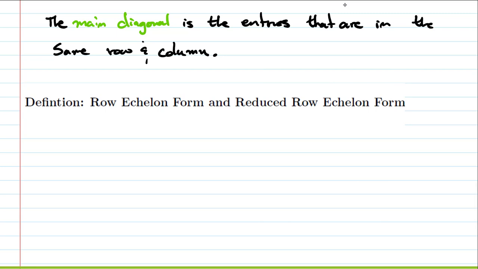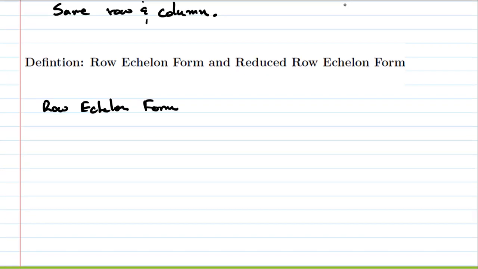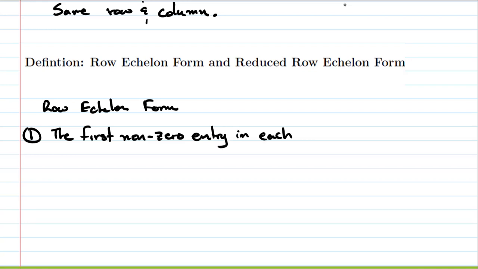So a matrix is in row echelon form if the following three things are true. The first non-zero entry in each row is 1.